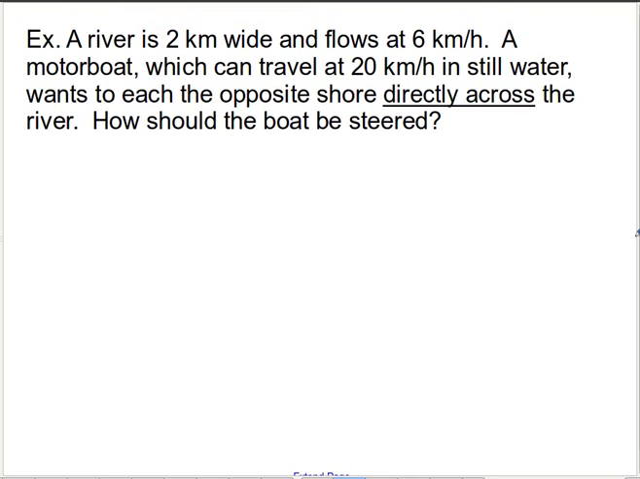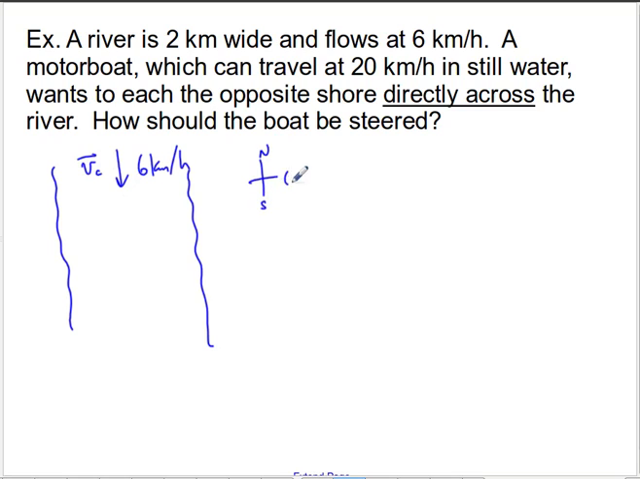So let's take a look at another example. In this case, we are looking at water and a river. We have a river that's 2 kilometers wide, and the river itself flows at 6 kilometers per hour. So I'm going to orient my river vertically, and this is the velocity of the current flowing down. If you prefer, there's nothing wrong if you want to do something like north, south, east, west. That's up to you, but it's not really necessary in this case.